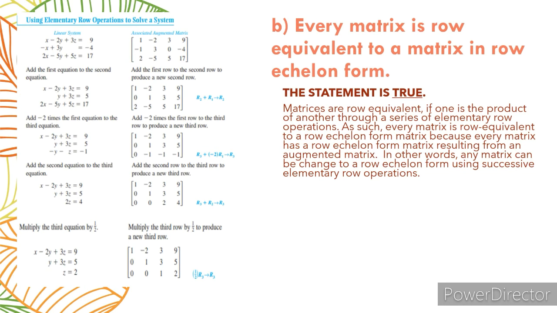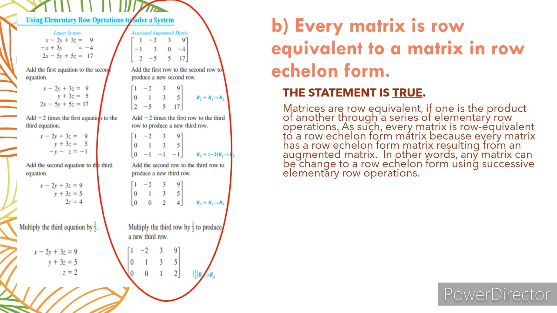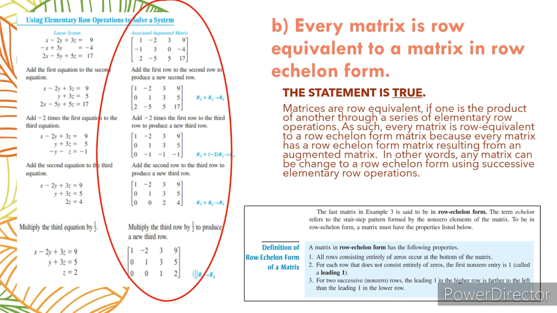In this example, we can see the process of solving a system using elementary row operations, wherein the matrices that come up are in row equivalent form, and then the last matrix is in row echelon form. In this picture, we can read the definition of the row echelon form of a matrix.